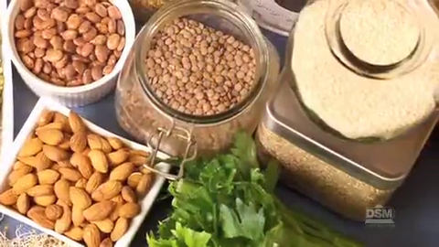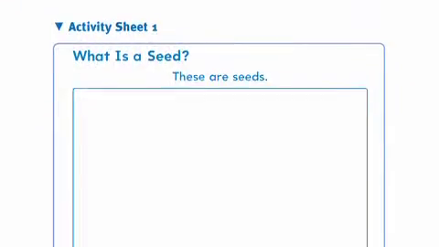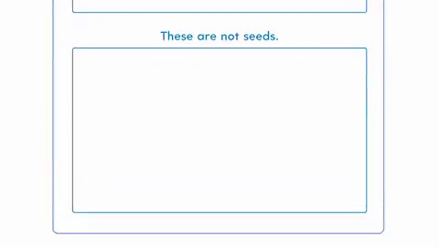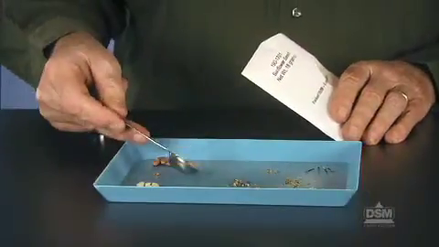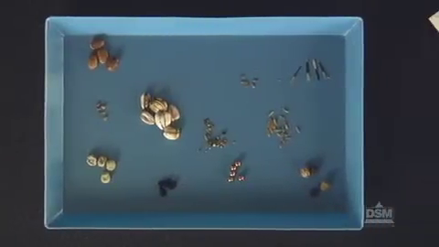Several days before beginning this activity, ask students to bring in objects they think might be seeds. Make a copy of Activity Sheet 1 for each student. Divide half the seeds in each packet evenly among 16 trays. Each tray should have 4 or 5 seeds of each kind.